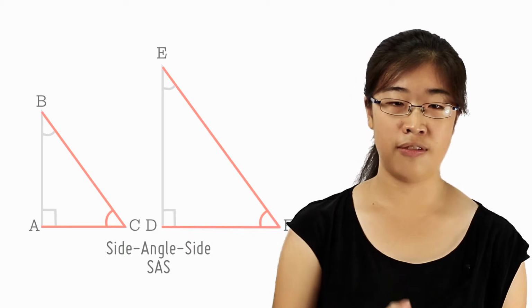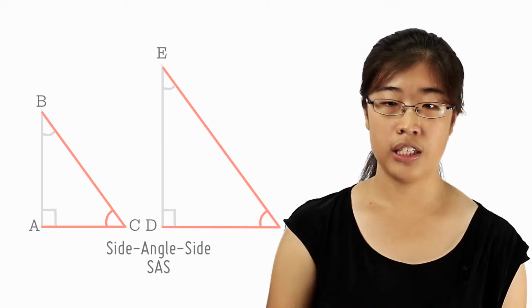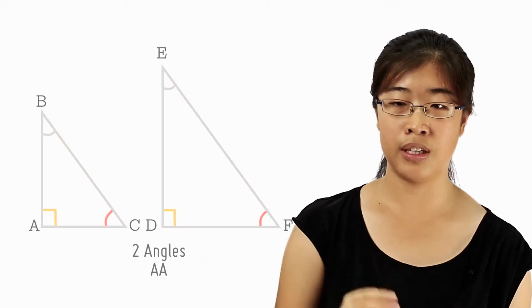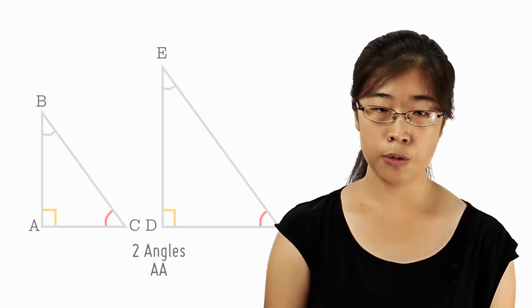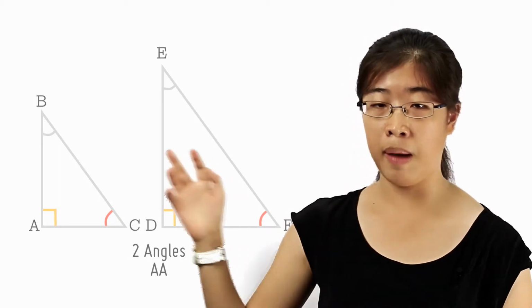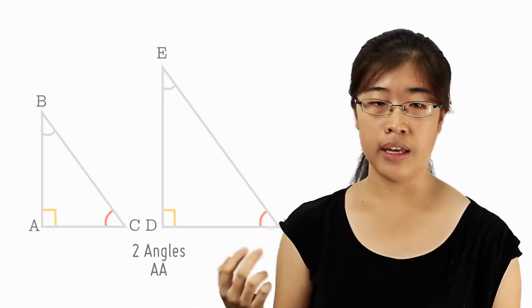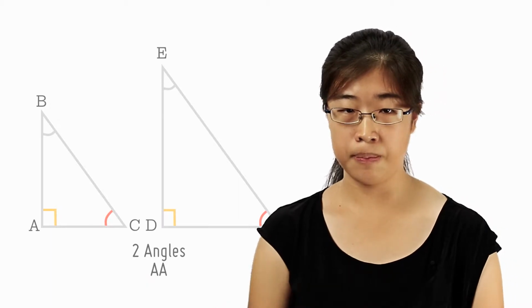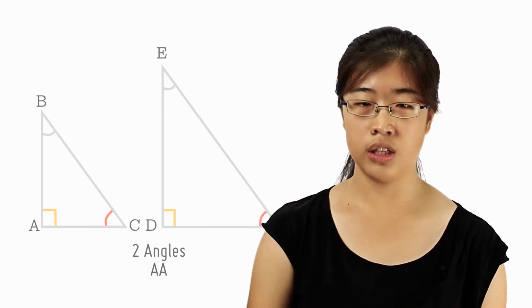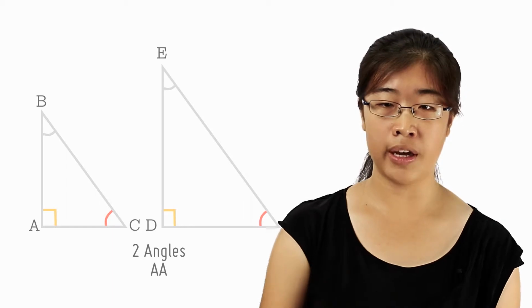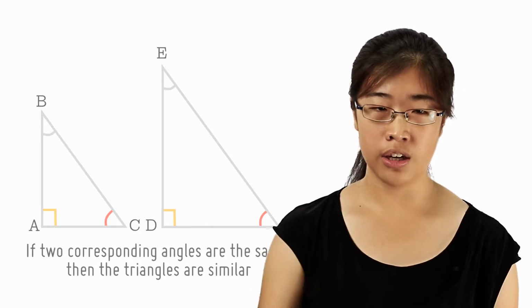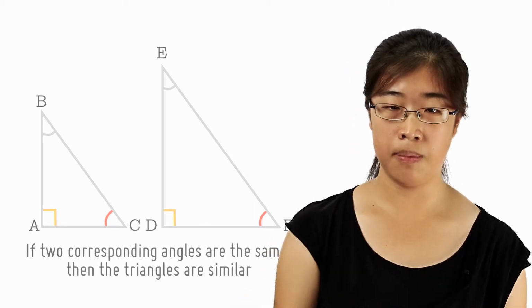The last method of identifying similar figures is by using two angles, also known as AA. If two pairs of corresponding angles in a pair of triangles are the same, then the triangles are also similar. We know this because if two angle pairs are the same, then the third angle pair must also be equal.